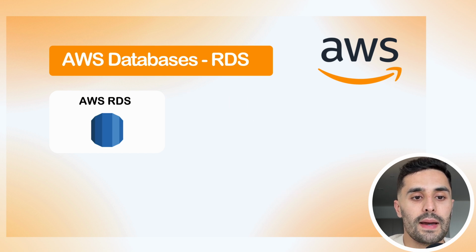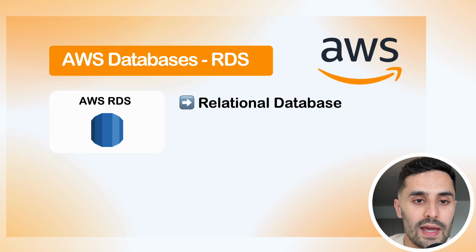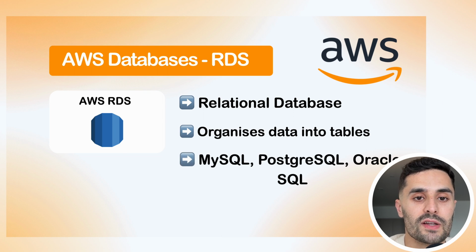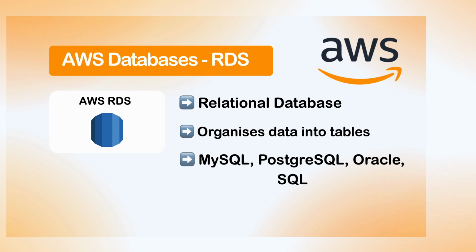Next up, we have databases. Amazon RDS is for applications that need a relational database, which is a type of database that organizes data into tables. It supports various database engines such as MySQL, Postgres, MariaDB, Oracle, and SQL Server, as well as Amazon's own high-performance database engine, Amazon Aurora.